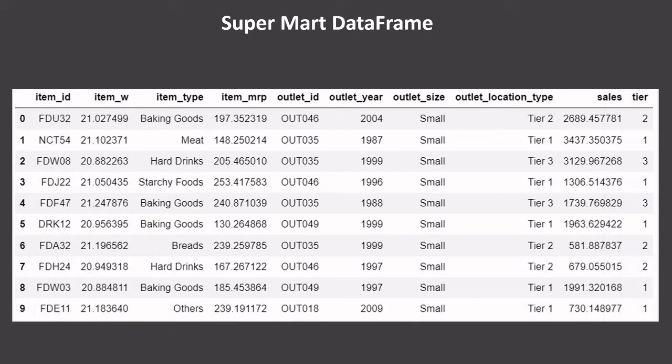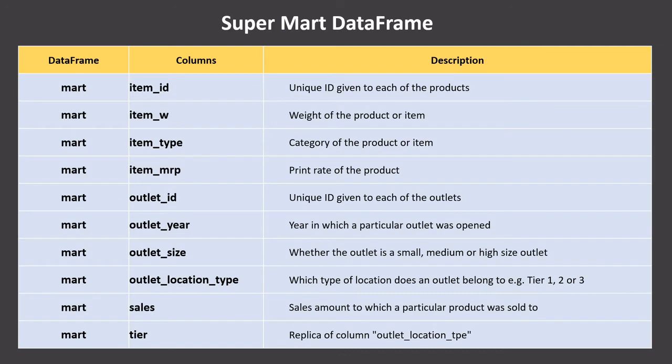Here, this Supermart data frame looks something like this. And if you talk about what all are the variables it has, so these are the set of variables which it has. You can pause the video and read the definition of each of the variables.